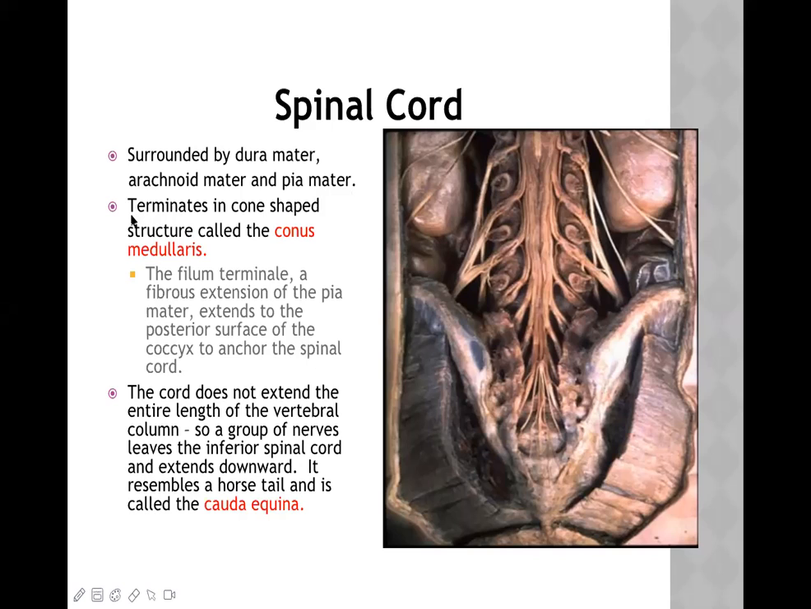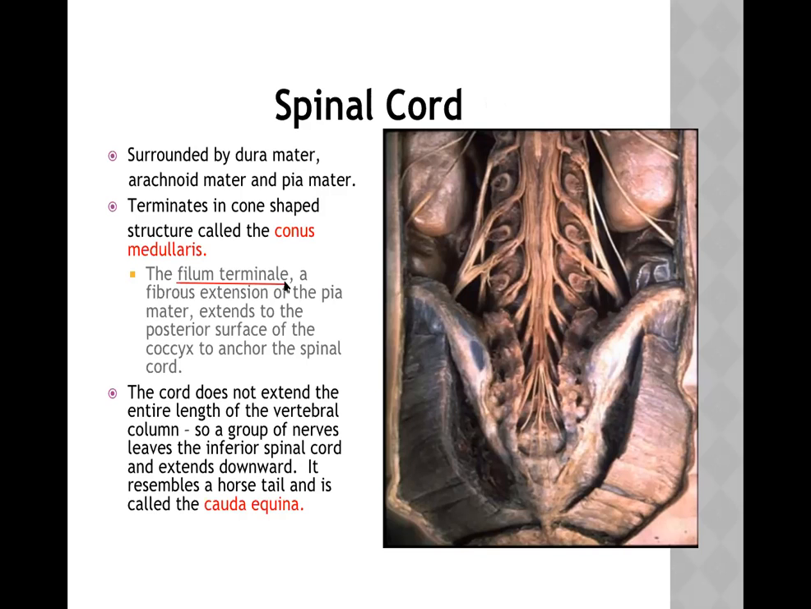Now, spinal cord terminates in a cone-shaped structure which is known as the conus medullaris. This is the terminal part of the spinal cord, and from that conus medullaris, one fibrous extension of the pia mater extends downwards. We call that filum terminale. Okay, so let me underline these things. These are very important points for you.